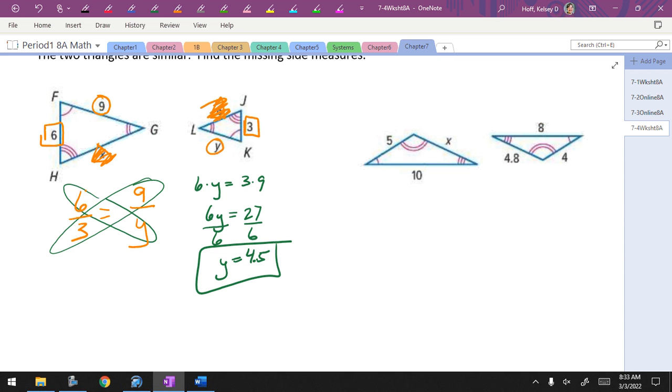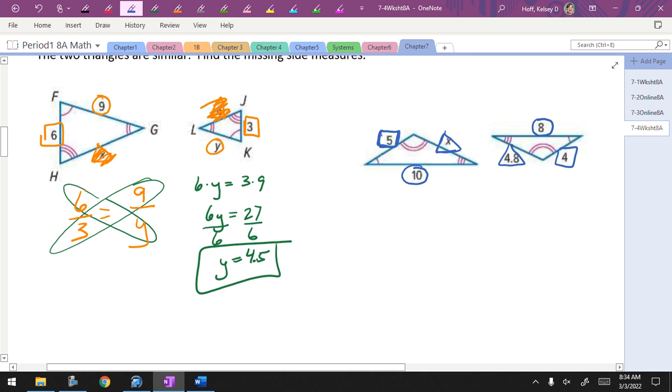Correct, yep. Okay, if I put a box around or a square around 5, what number on the other triangle should I put a box around? 4, nicely done. If I put a circle around 10, 8. If I put a triangle around x, 4.8. Nicely done, you guys. Now, do you have to have a square around 5? You might have used a circle. But as long as you have 5 and 4 matched up, 10 and 8 matched up, and x and 4.8.